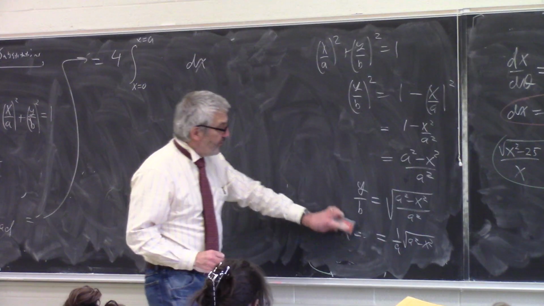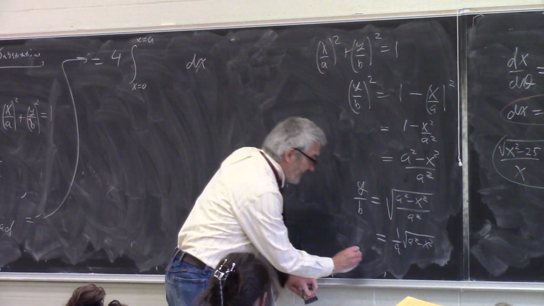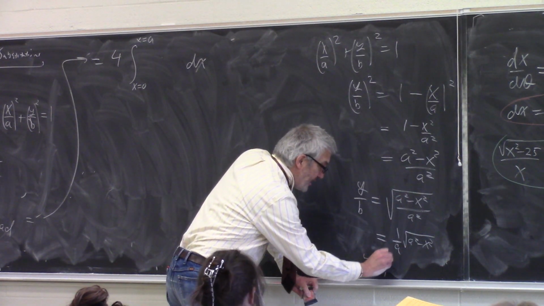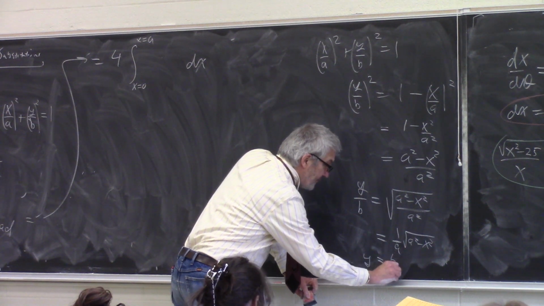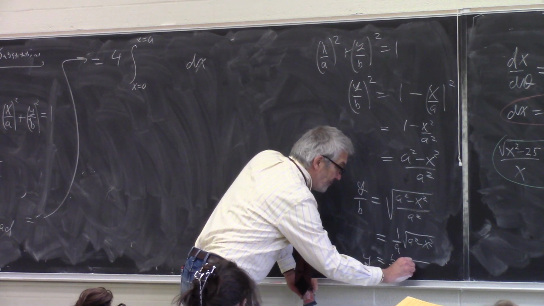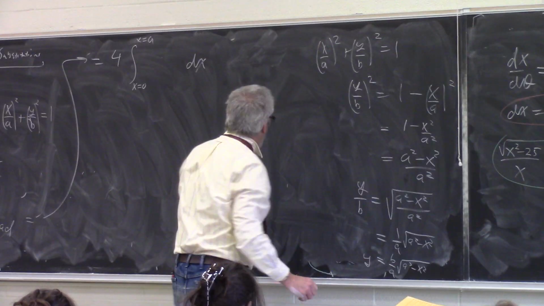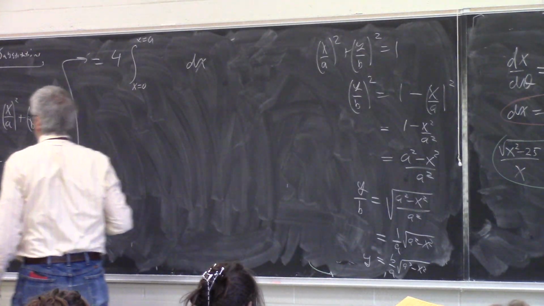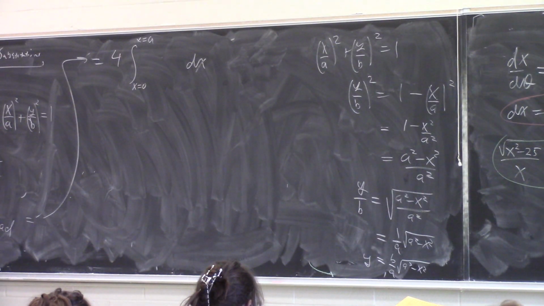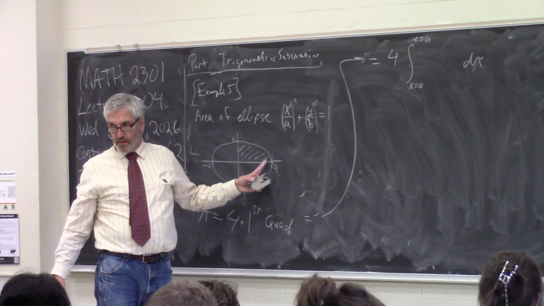And then if I multiply both sides by b, I get this. Finally, y equals b over a times the square root of a squared minus x squared. That's the formula, that's the function that describes this top leg of the ellipse.